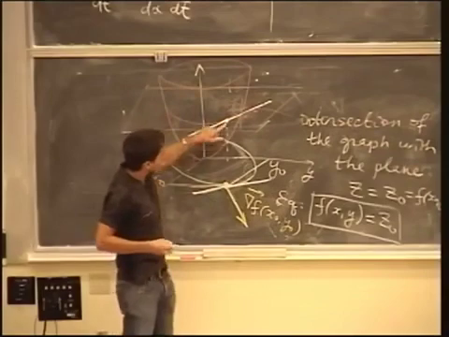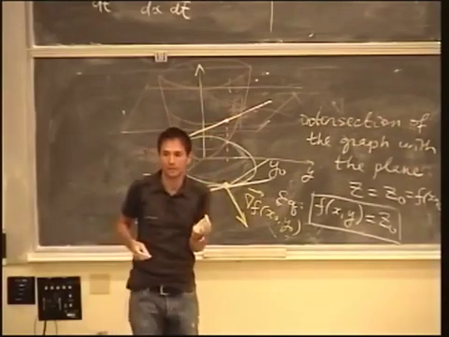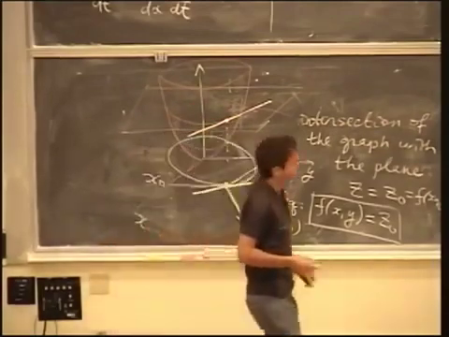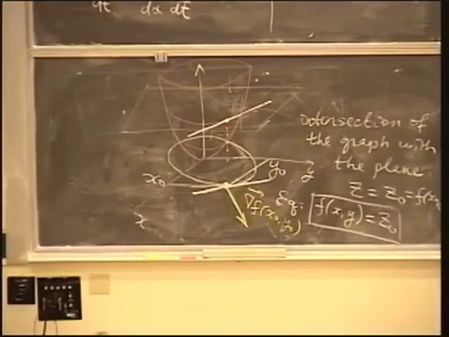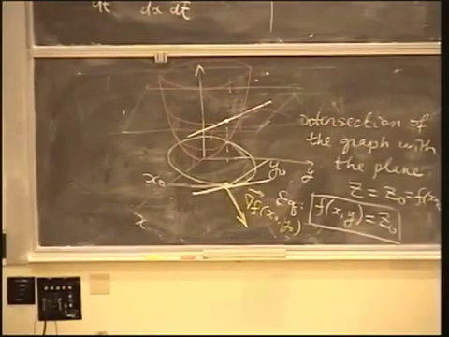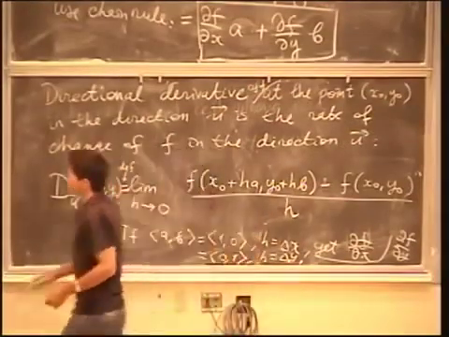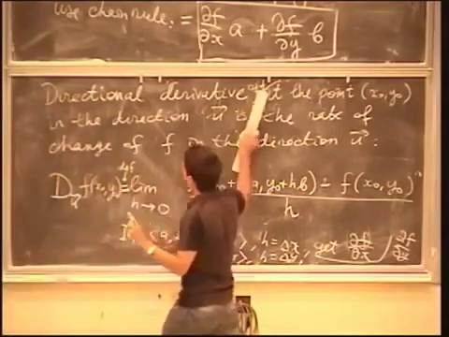Okay? So as such, this curve has a tangent line. Okay? And the question is, what is the equation of this tangent line? That's what I'm getting at. So the equation of the tangent line, we can obtain very easily from the equation of the tangent plane.